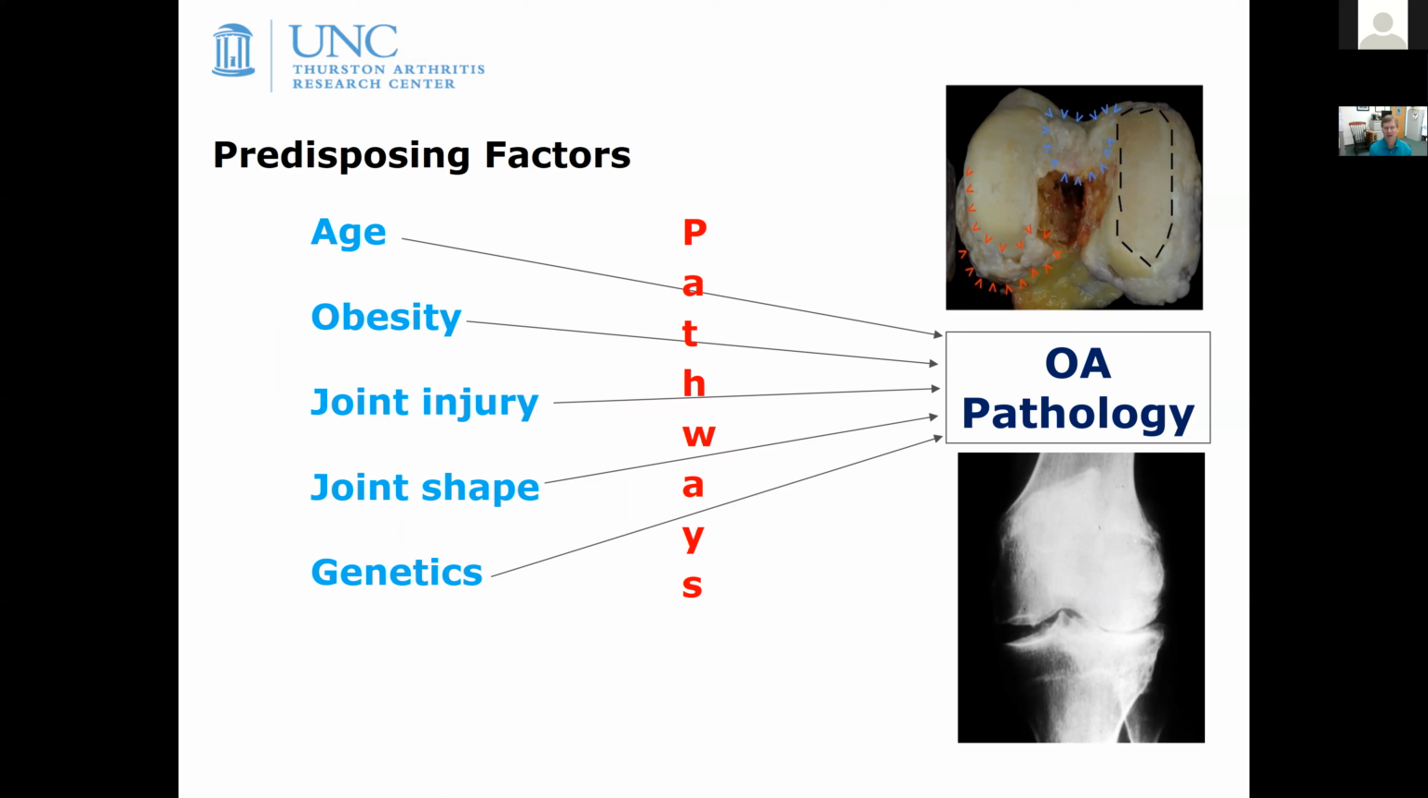And this is important as we think about targets for OA. So would the target for age-related OA be different than injury-induced OA, for example?